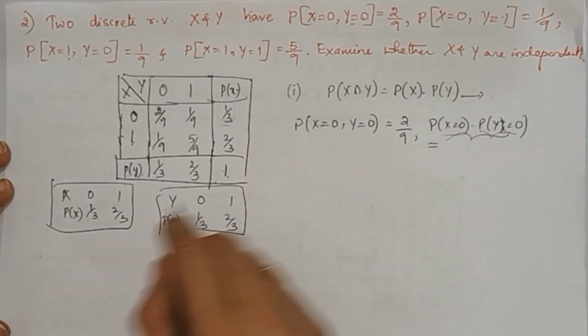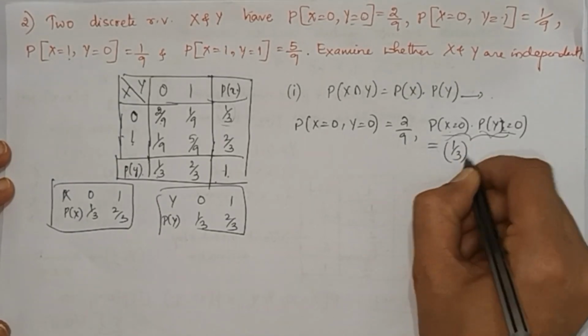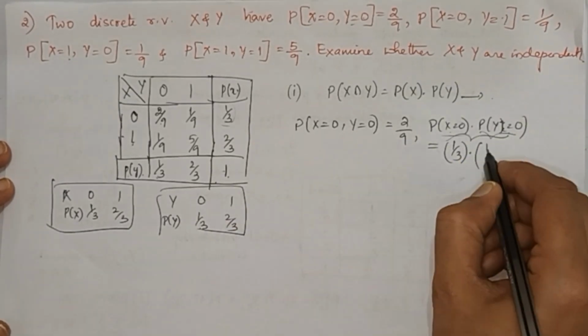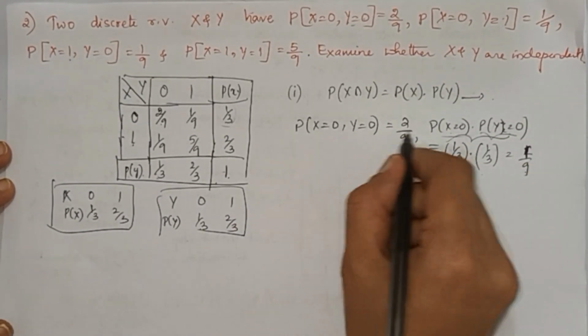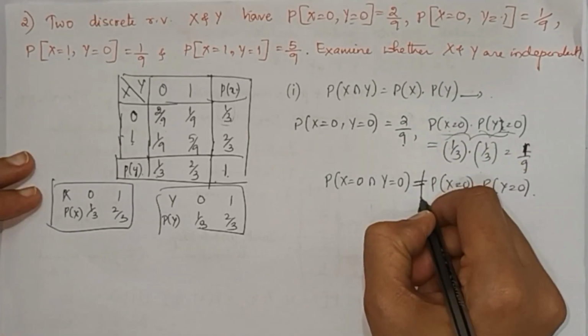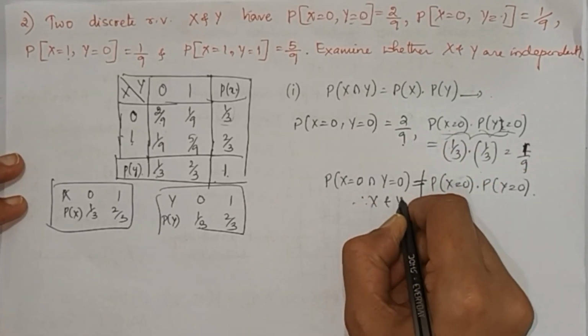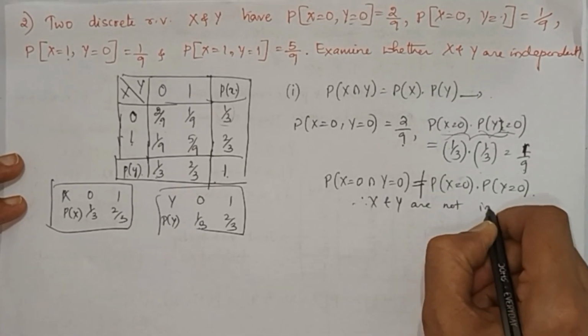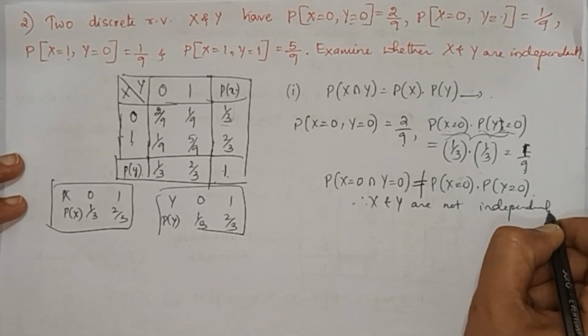So p of x equal to 0 means 1 by 3 into p of y equal to 0 means 1 by 3, that is 1 by 9. Here this is 2 by 9. Are they equal? It is not equal. You can conclude x and y are not independent random variables.